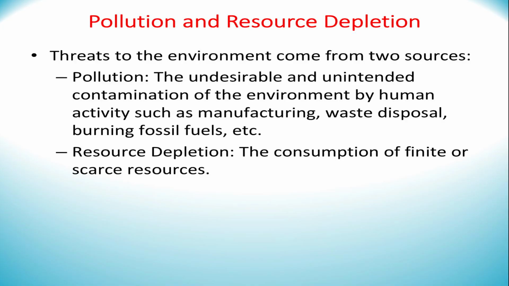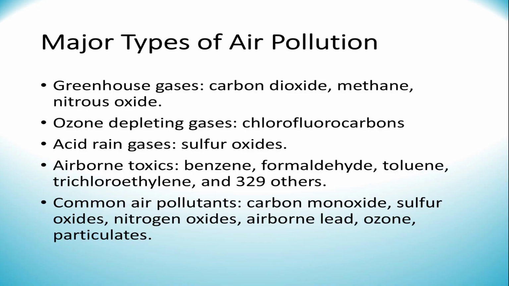Environmental threats primarily stem from pollution and resource depletion. Pollution results from human activities like manufacturing and waste disposal, while resource depletion involves the consumption of finite resources, posing significant challenges to sustainability. Air pollution is a major concern, with various types including greenhouse gases, ozone-depleting gases, acid rain gases, airborne toxics, and common air pollutants. Understanding these types is crucial for effective pollution control strategies.